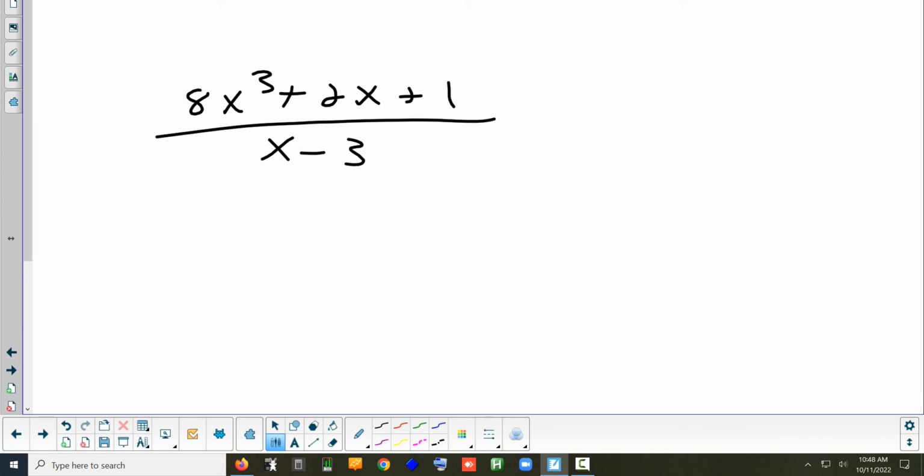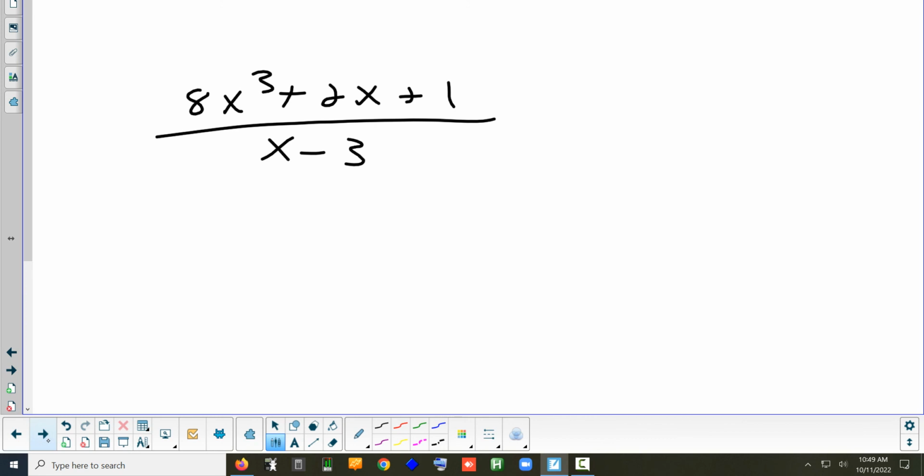When we're talking about the domain of a rational function, we have to be careful that we would never divide by 0. So in this one, what value would not be in the domain? 3. Okay, we can't use 3. But the domain is everything except 3.